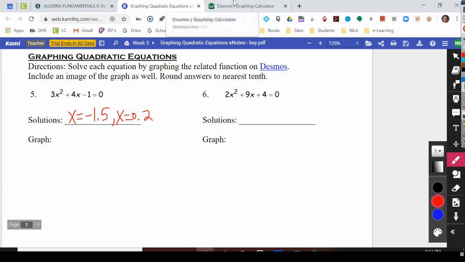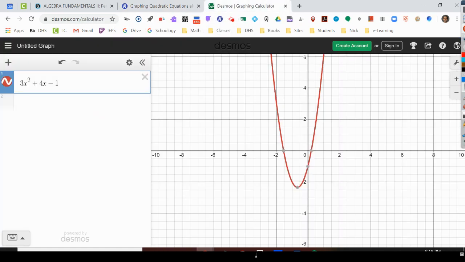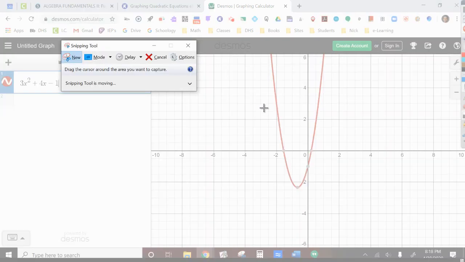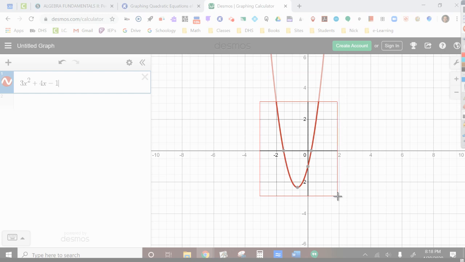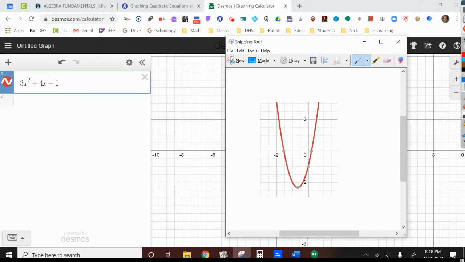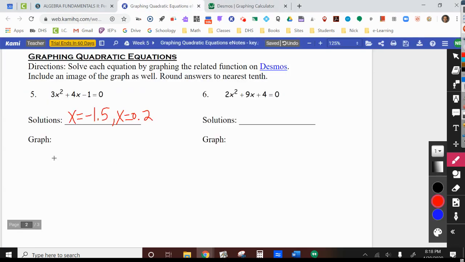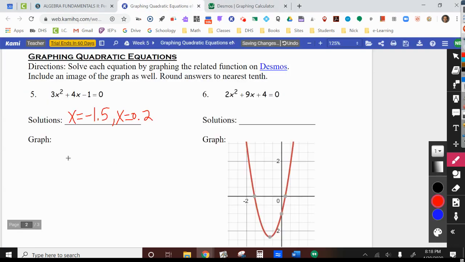All right, so now to include the graph, I saw some good creativity there. Some of you were able to figure out that snipping tool. Some of you were able to just take a picture of your computer screen. Both of those are great, good ideas. If you use that snipping tool, I think that'd probably be the easiest, but either way is fine. And then we're going to go ahead and copy and paste it on here.